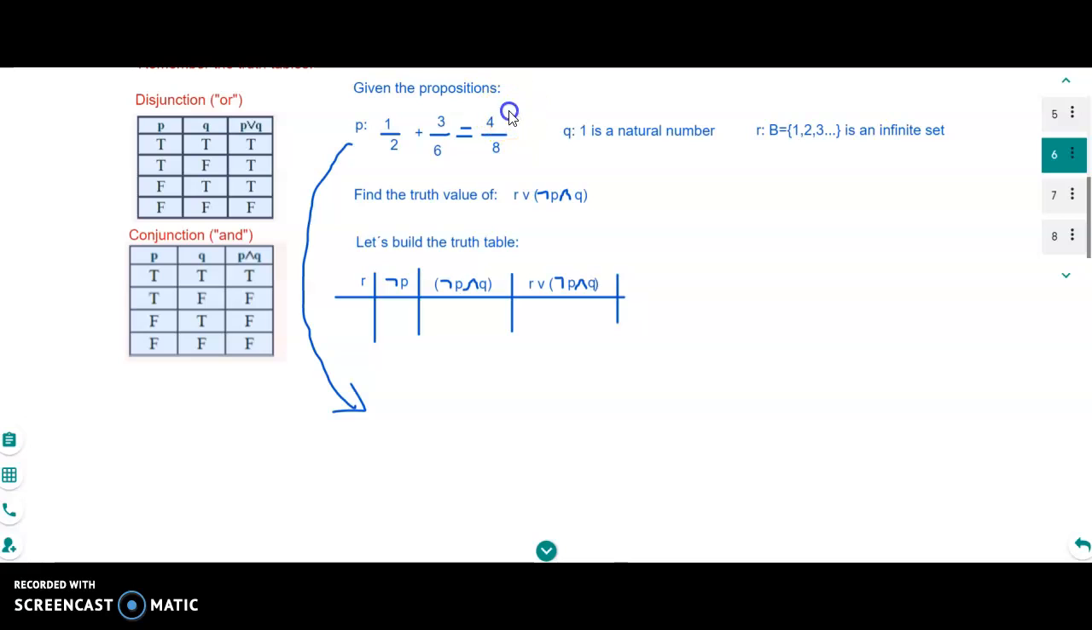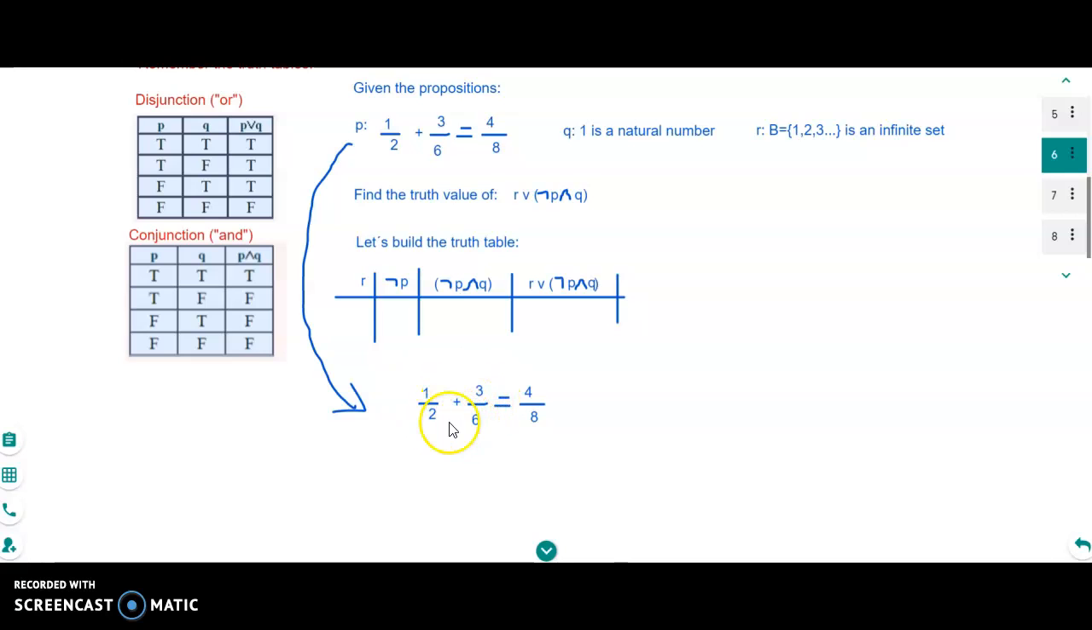Let's copy this part in here, on this side. All right, so how can we solve this operation? We are going to find if this is equal to 4 over 8. We have to transform these fractions to the same denominator.